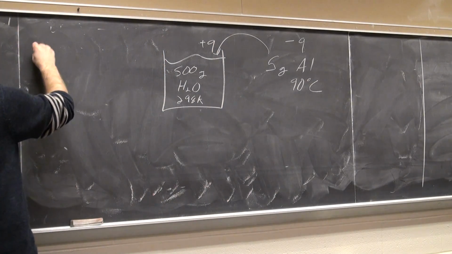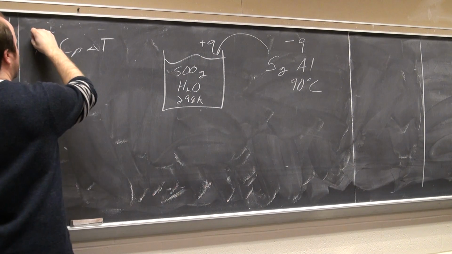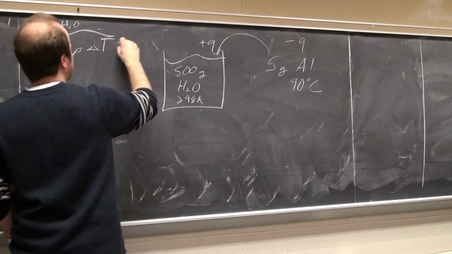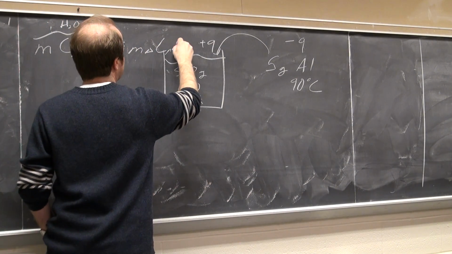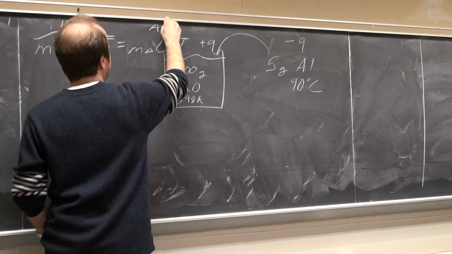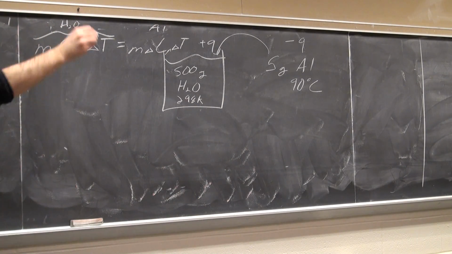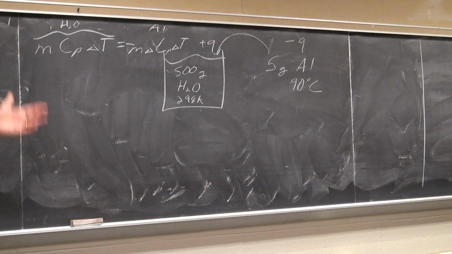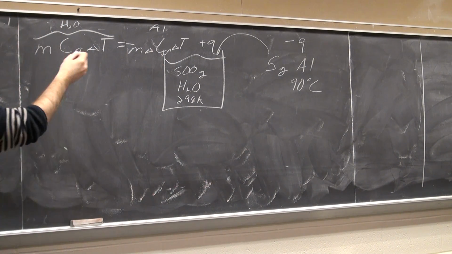So I just have mCp delta T for water is mCp delta T for the aluminum. Which one gets the negative sign? Aluminum. And so I can proceed exactly the same as I proceeded before. I have to put in the specific heat capacity for each of them. I figure out a delta T.